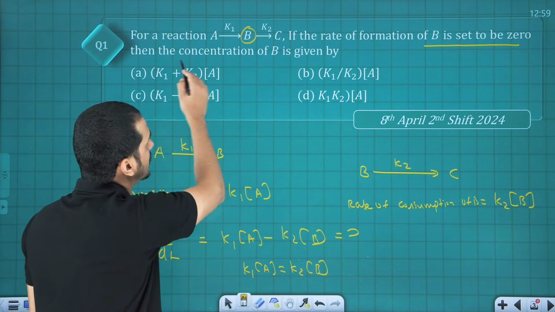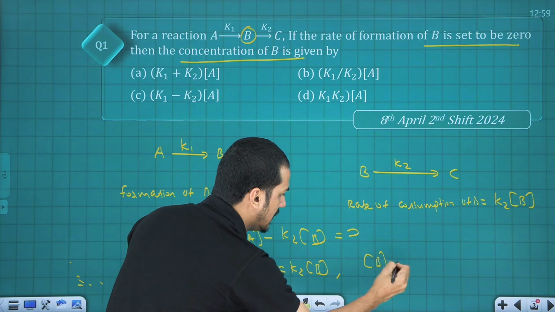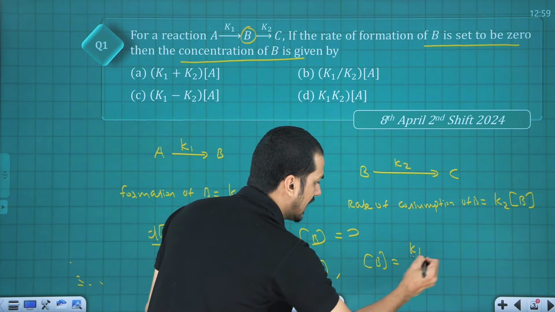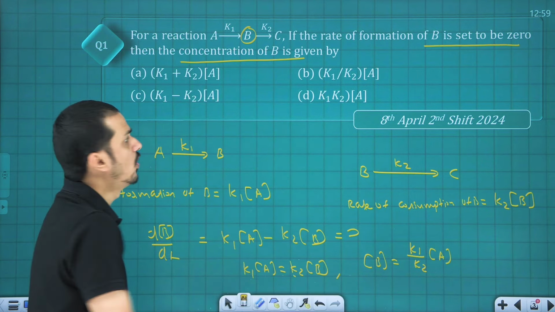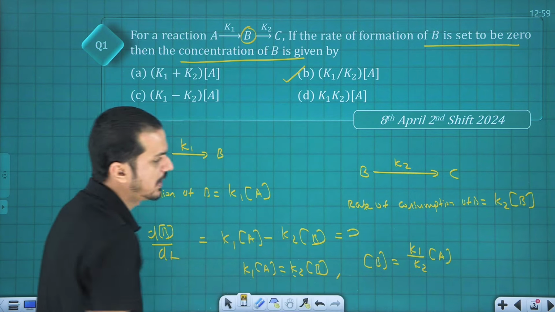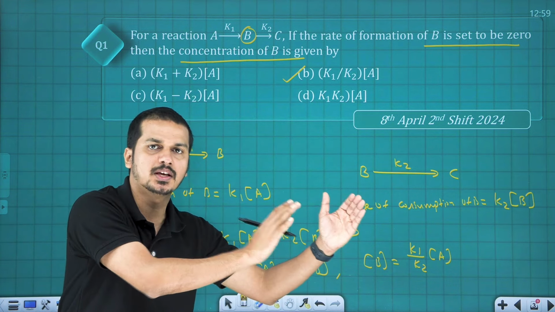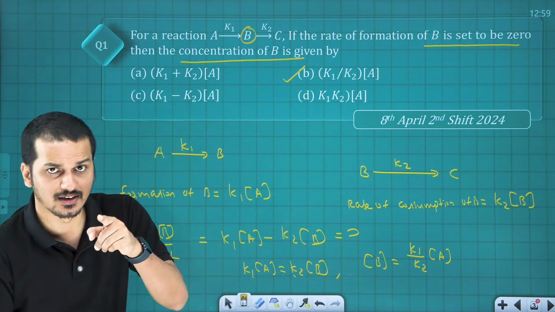From that, they are asking the concentration of B. Concentration of B, taking K2 to the left, will be equal to K1 by K2 into concentration of A. So option B is the answer: K1 by K2 into concentration of A. So B is forming and B is being consumed, so we can calculate the remaining amount of B. That's the idea. Clear?